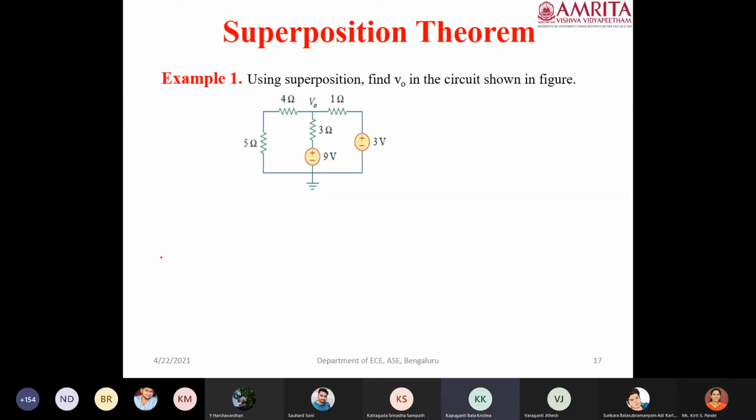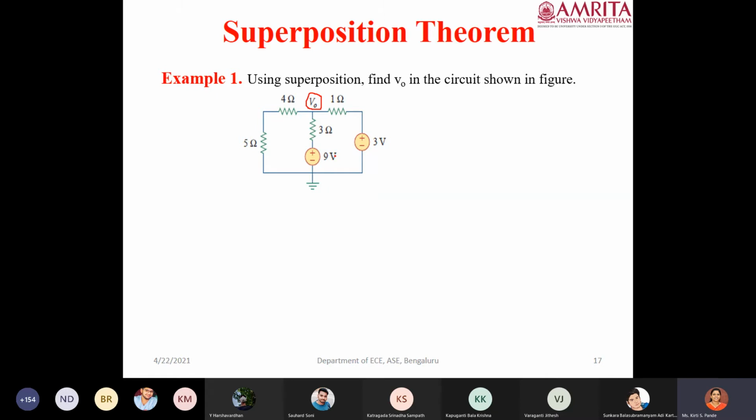2 are voltage sources. 2 independent sources. Yes, 2 independent voltage sources we have in this circuit. And where is V naught? V naught is over here. Correct.